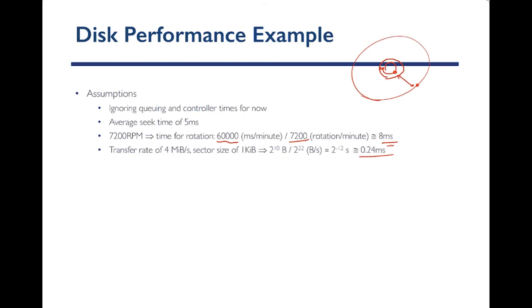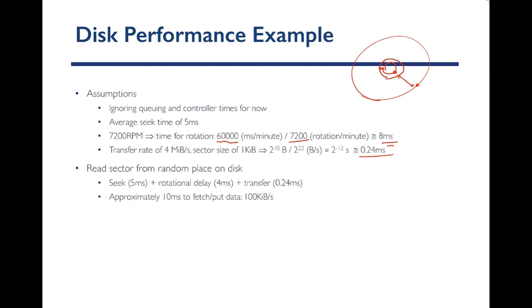Now, with all of that, let's assume that you want to read a random sector from your disk. So you have to pay a seek time, which is 5 milliseconds. You have to pay a rotation delay. For rotation delay, I'm using half of this because 8 is for a full rotation. Average rotation becomes half of this. Sometimes you have to have a full rotation, sometimes your data is right next to the head and there is no need for any rotation. So on average, it's going to be half a rotation, so 4 milliseconds. And then we're transferring the sector, so 0.24 milliseconds.